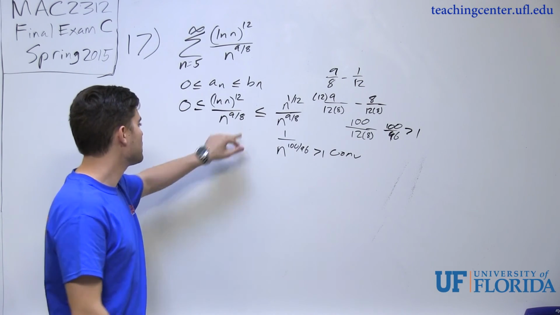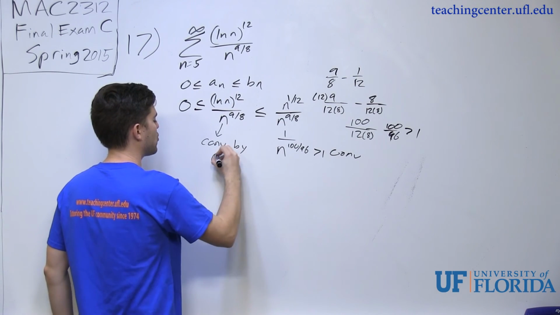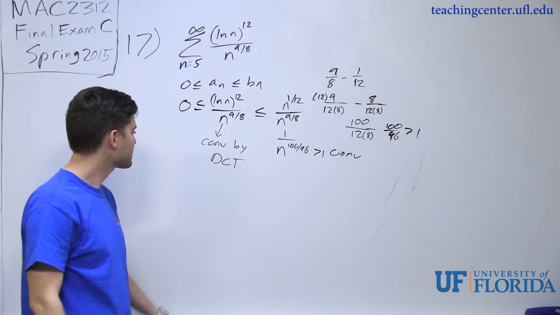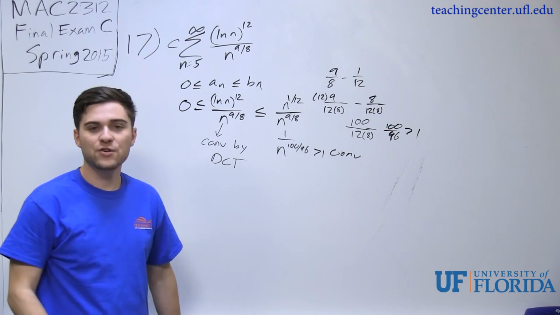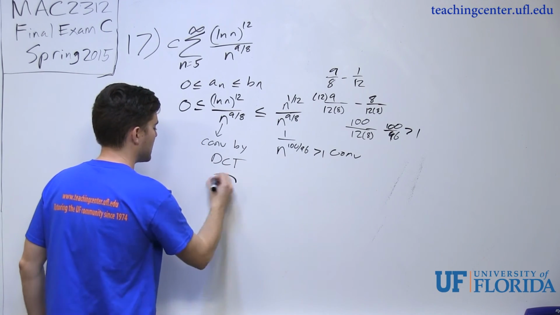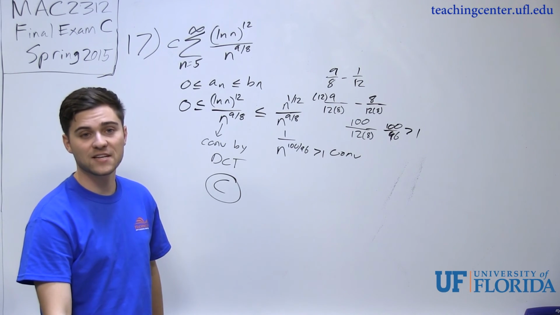Because this is convergent, by the direct comparison test, DCT, our original series is convergent as well. So that one was convergent. That shows that our final answer, letter C, is in fact correct. 3 is the only series in there that is actually convergent.